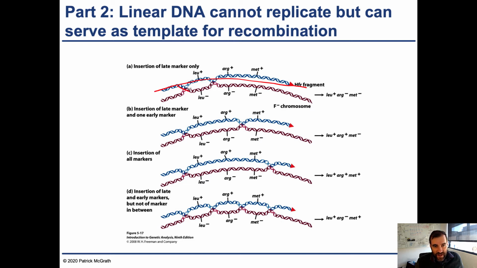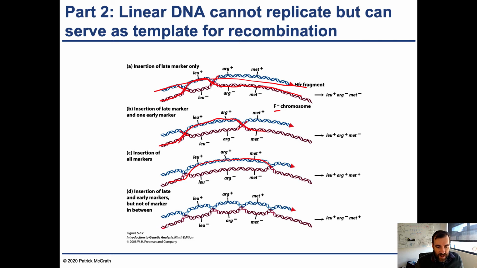And so you have to have 2 different regions that recombine. But when that happens, you can replace part of the recipient chromosome with the other. And so you just kind of follow this crossover and come back. So this cell right here would be converted to a Leu plus, Arg minus, Met minus. If the recombination points occurred here, then this recipient cell would be converted to Leu plus, Arg plus, Met minus, or right here.